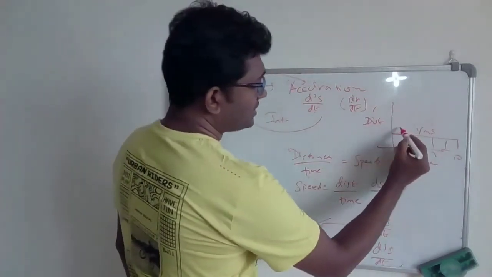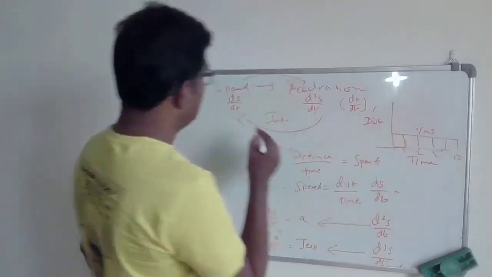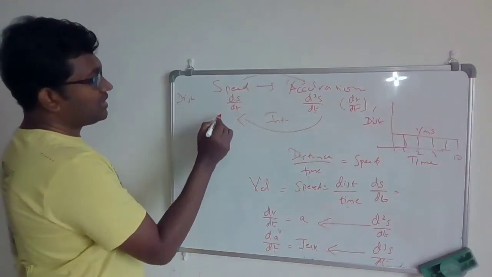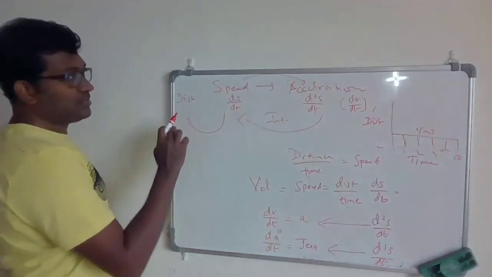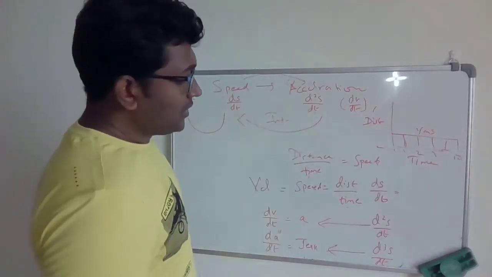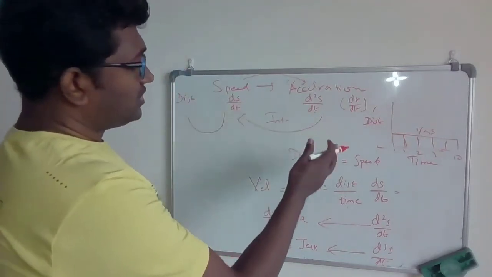Okay, so this is like ds by dt. This is just one single box. If you try to integrate everything, you get the distance. So if you wanted to find the distance here, you can do an integration of this, and you will find the distance. So it is kind of a reverse. Integration and differentiation are inverse operations.